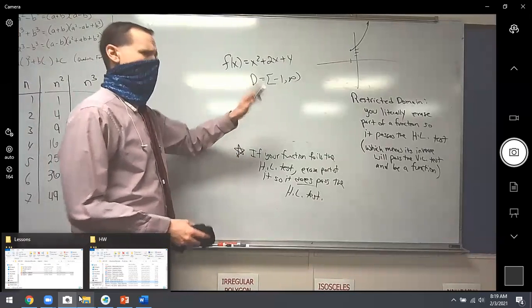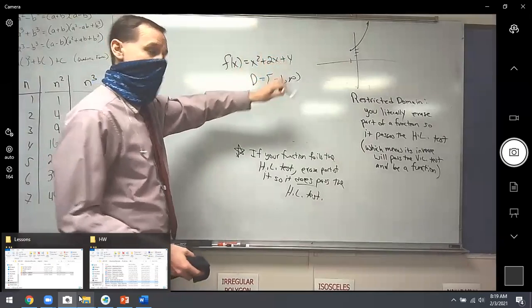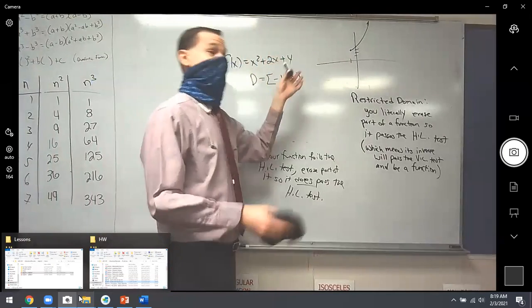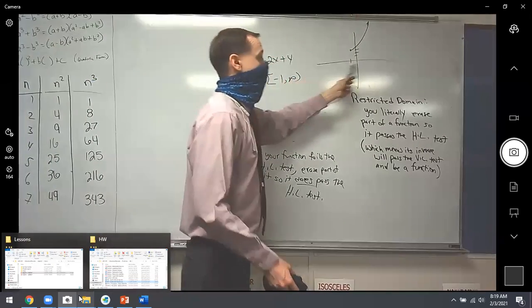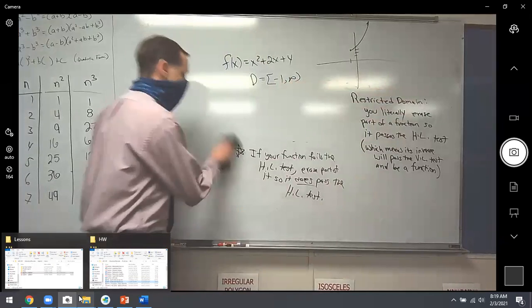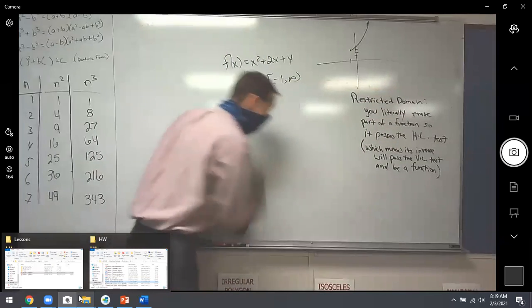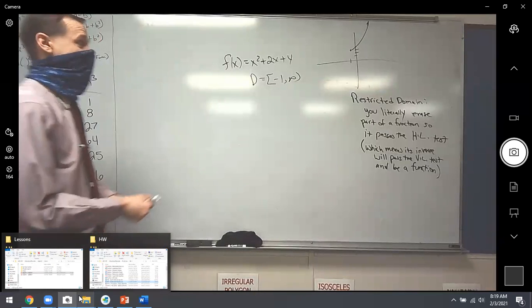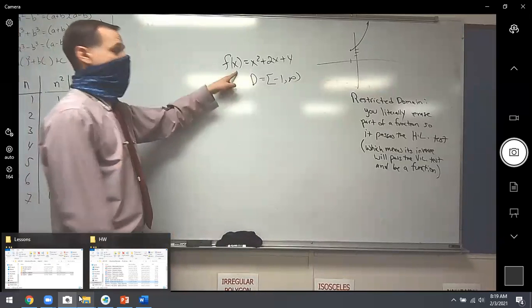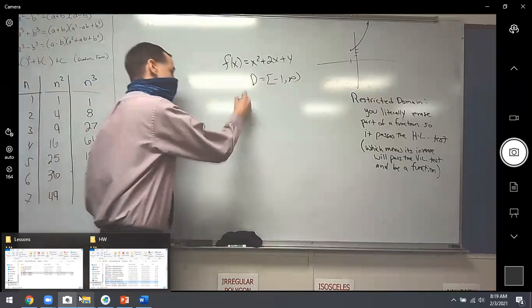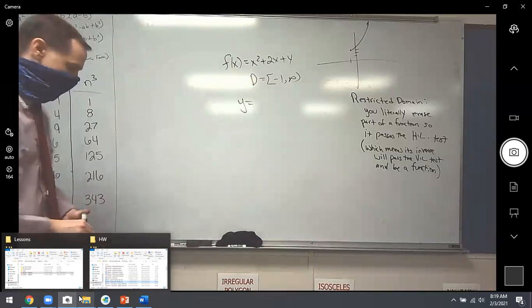If they say you've got to restrict the domain, look at the graph, erase the left-hand side if you need to, and then just say where it exists from here to there. After you do that, finding the inverse is actually the exact same thing we just talked about. Okay, what's the process to find an inverse? You call f of x y, right? We're doing the same thing we just did.